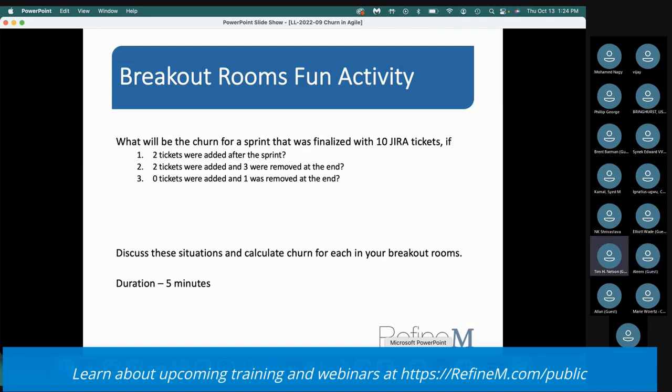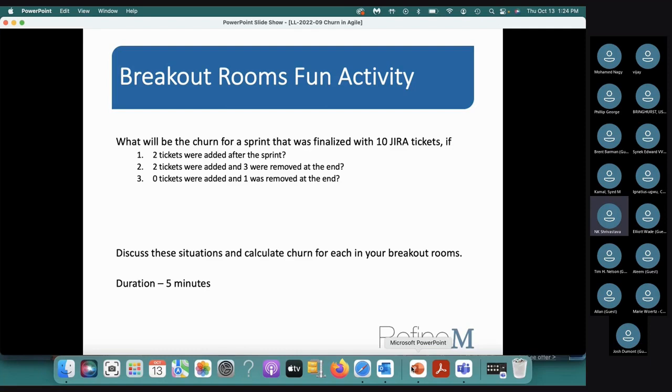Based on the formula, I guess it would just be zero. Yes, that is right. And I deliberately put this one. So basically what happens if you do not add anything after the plan, you do not have any churn. You can remove things, but that is in the denominator, so it doesn't affect the churn. So churn happens only when things are added.